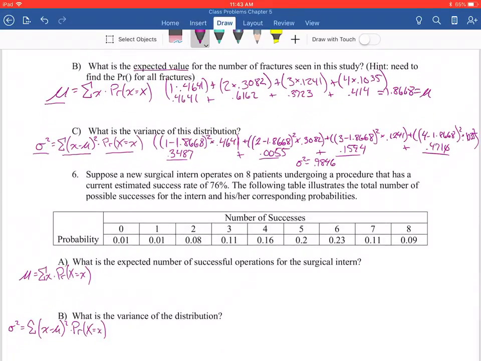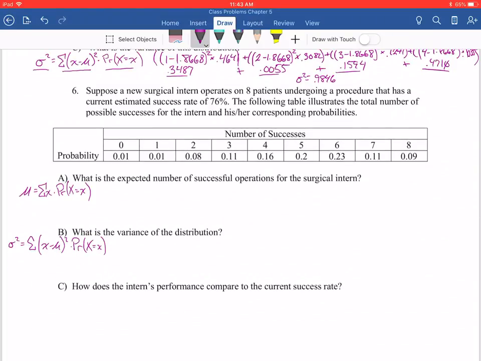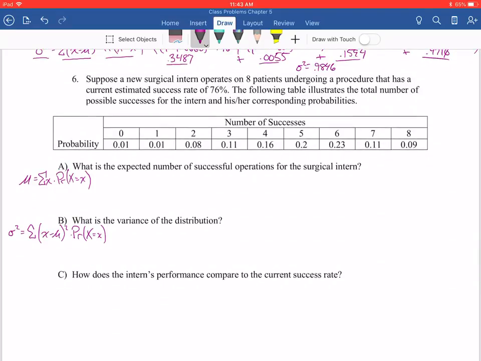All right, my voice feels pretty good still, so let's keep going on to number 6. Suppose a new surgical intern operates on each patient undergoing a procedure that has a current estimated success rate of 76%. The following table illustrates the total number of possible successes for the intern and the corresponding probabilities. This is very much like the one we did on the very first page, with some different numbers, for some practice.